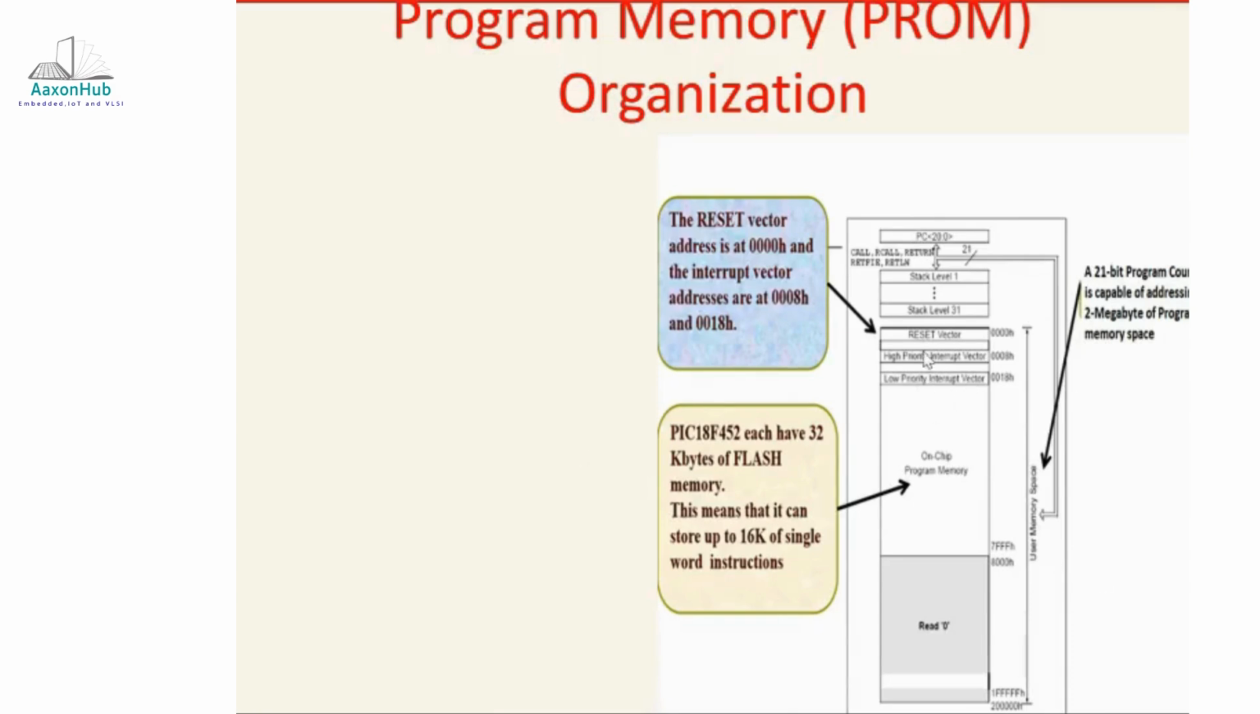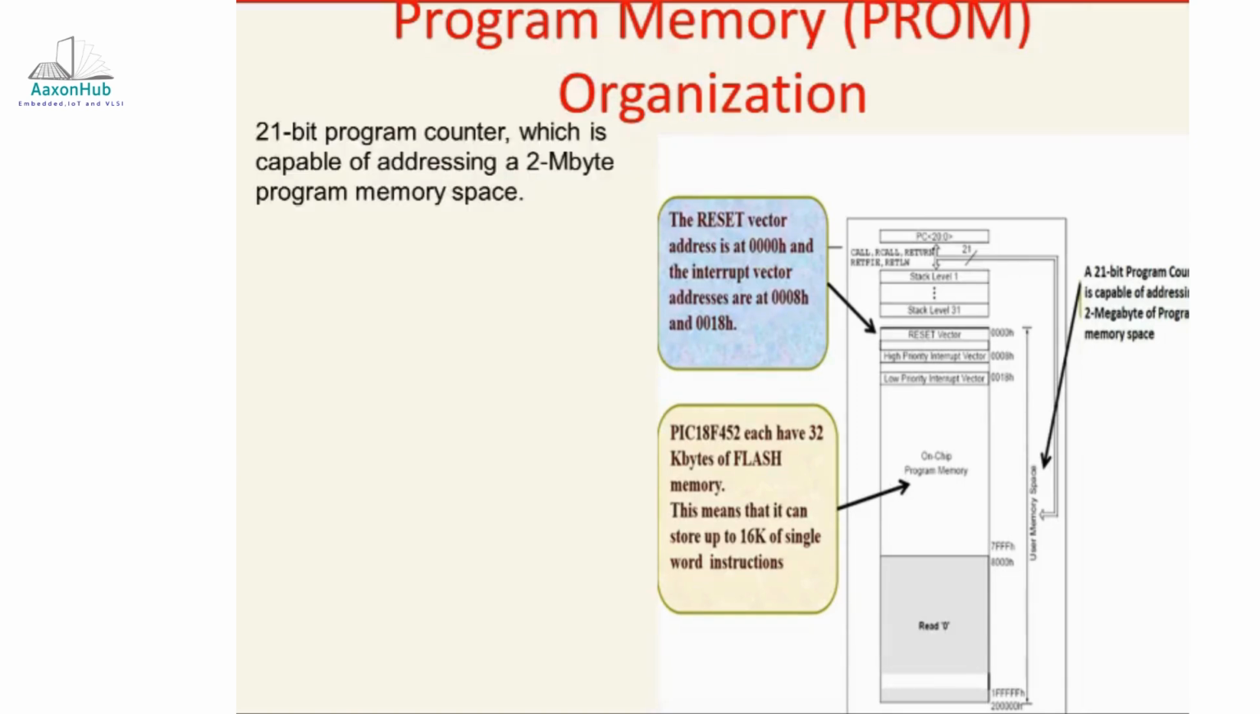Okay, let's quickly revise what we have seen in program memory organization. A 21-bit pointer is there, and this pointer is dedicated to the program memory. As per the addressing capability, 2 to the power 21 will give you nearly 2 MB of program memory space. So this is 2 MB program memory space.